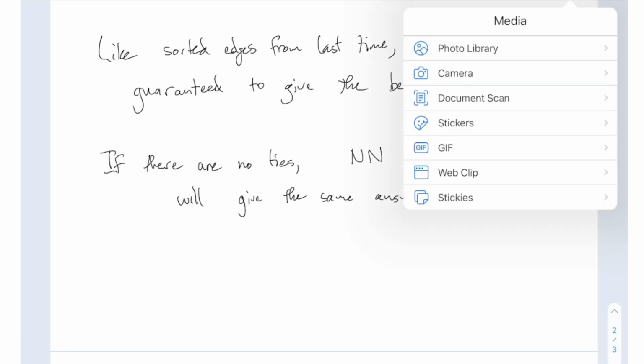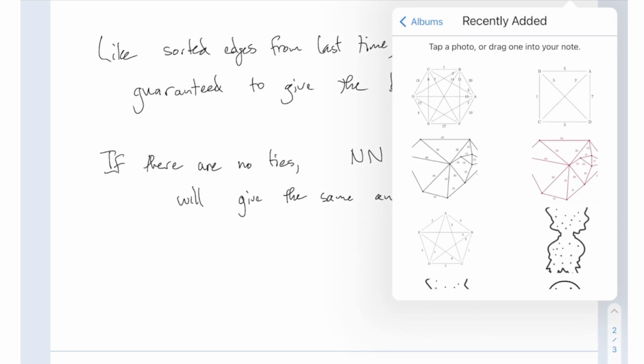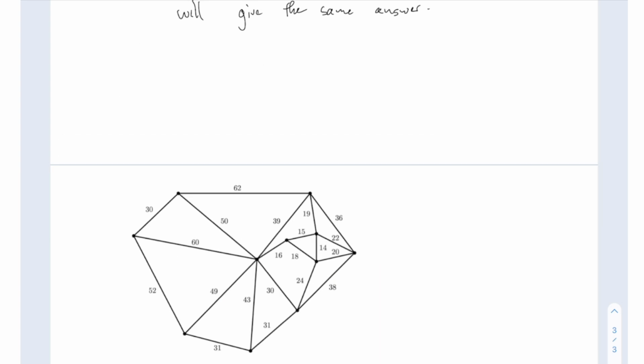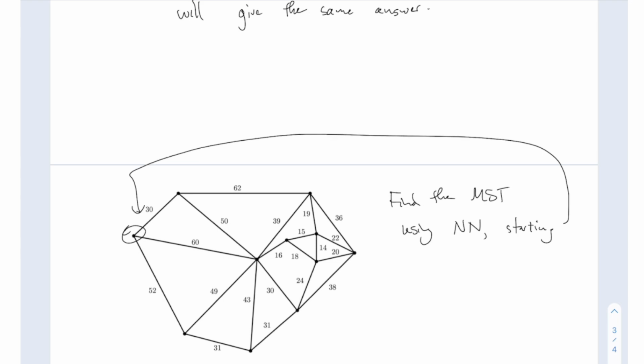and I would like you to start, you have to start somewhere, right? So let's do this starting at the edge in the upper left. This one, all right? So let's find the minimal spanning tree using nearest neighbor, starting right there. All right, anybody else need the paper? Good with the paper? If you do it right, you should get the same answer that you got from last time.